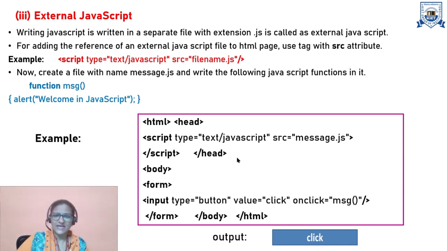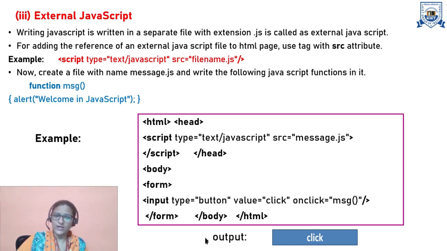Now we are using our HTML code. Here we are calling or using this external file. So in the head section, we have mentioned that the script type we are using is JavaScript, and the source of the JavaScript code is coming from this external file which has the extension .js.